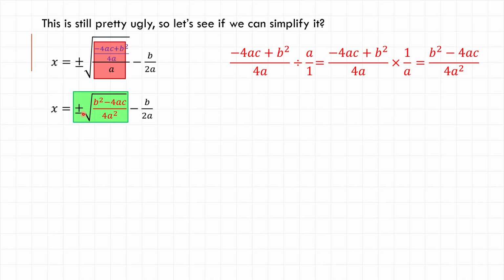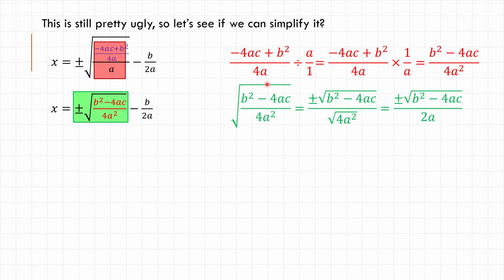Now you may or may not know this by now, but you can certainly take a square root of a product or a quotient and apply the square root separately to the two parts. So here, the square root of b squared minus 4ac over 4a squared is equal to, I could just take the square root of the top and the square root of the bottom. And the reason I'm going to do that is because I noticed that the denominator here is pretty easy to take the square root of. The square root of 4 is 2, and the square root of a squared is a. And so this ends up being positive or negative square root of b squared minus 4ac over 2a.